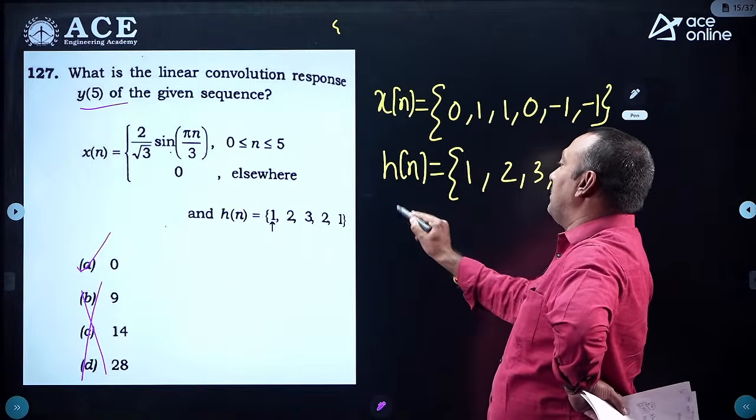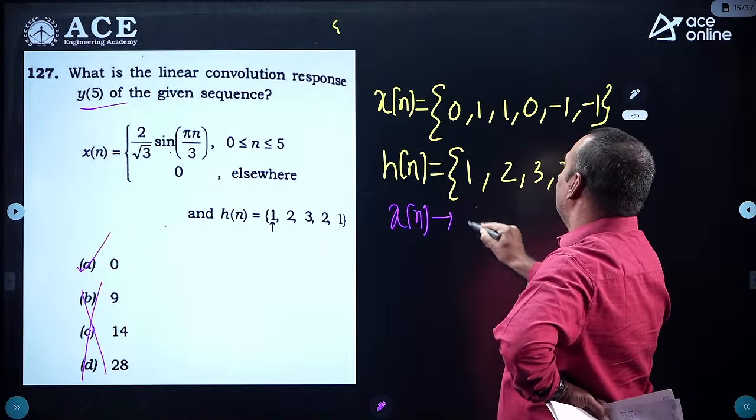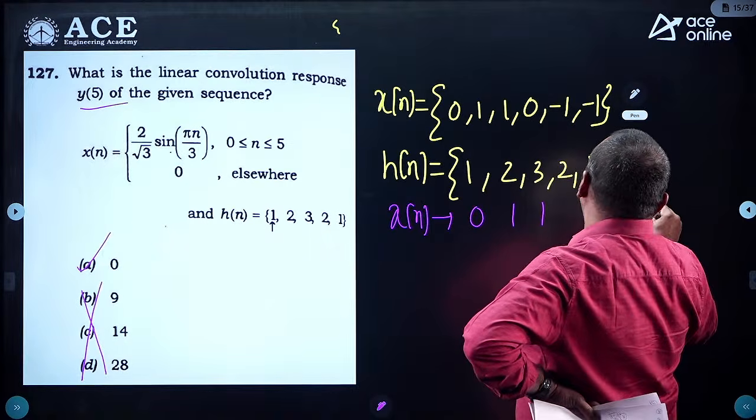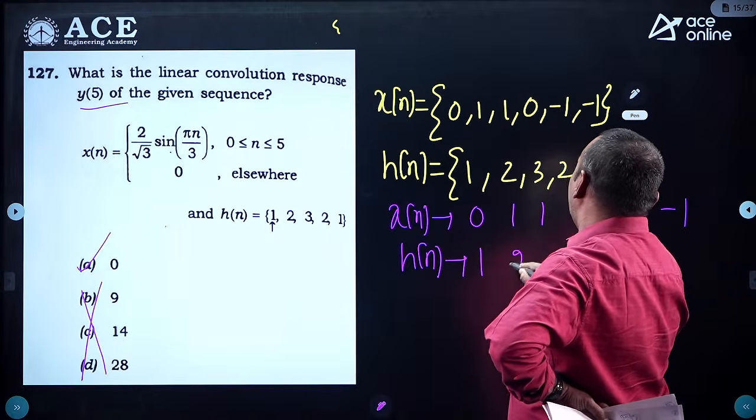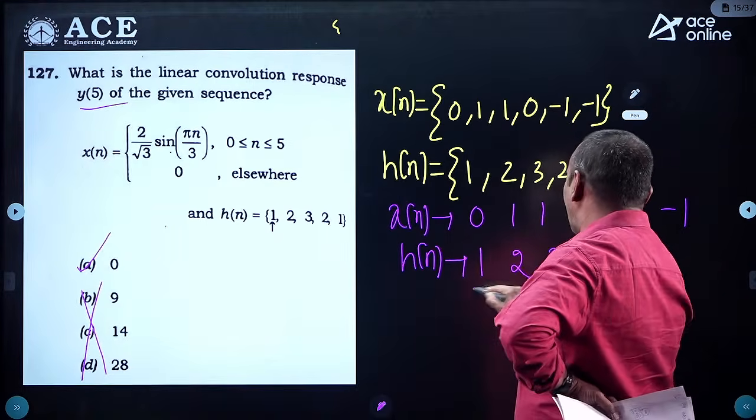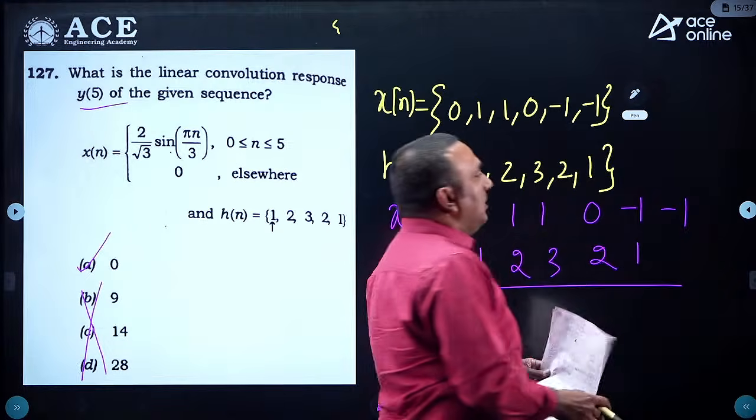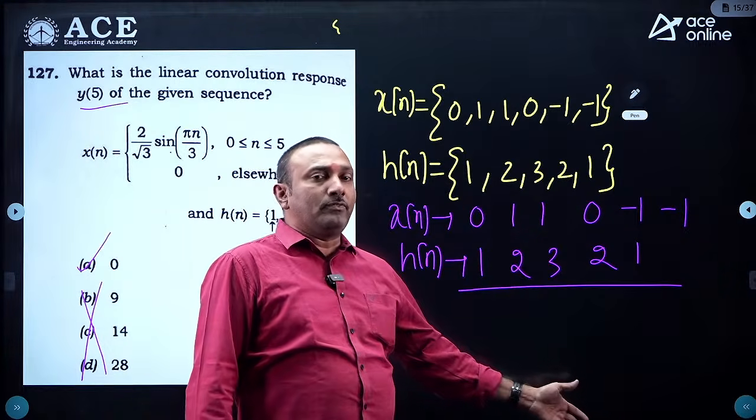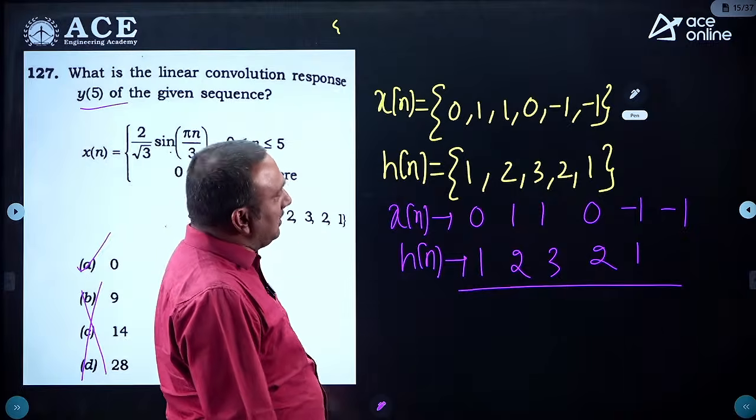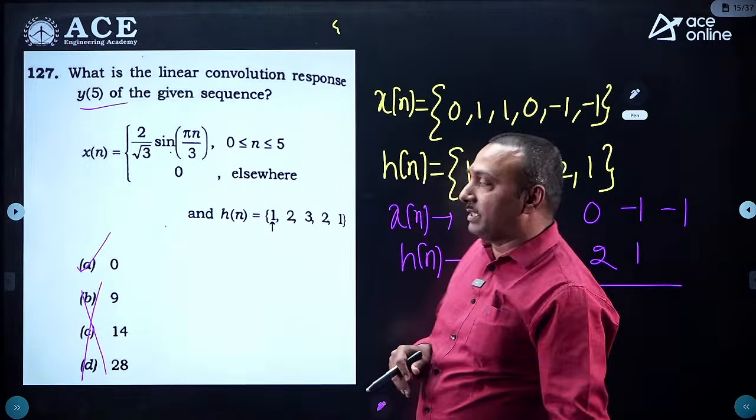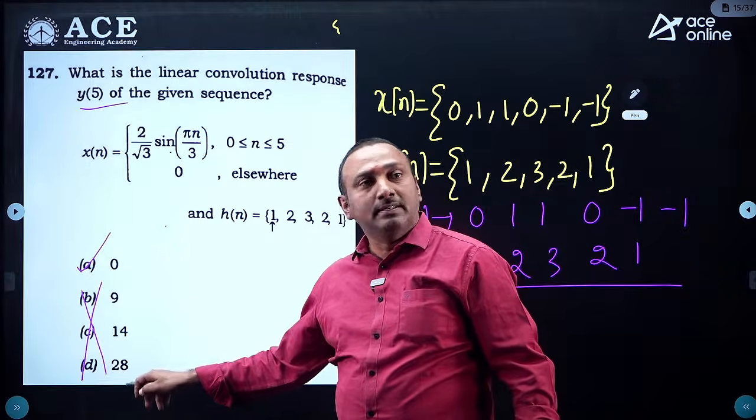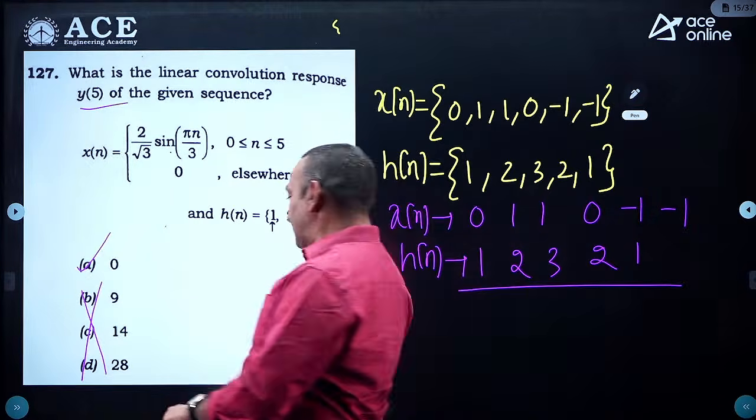Otherwise, if you want, you can enjoy that method. Sample by sample product we have to follow. That will take time. One by one sample product, sum by column method. After that, check the output at 5 by the general method. But because some of the amplitude levels are minus 1, even if you do multiplication and addition, there is no chance for these numbers. Output at 5 is 0. Okay.